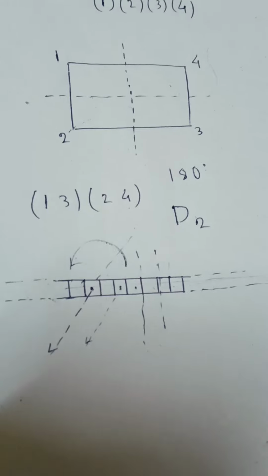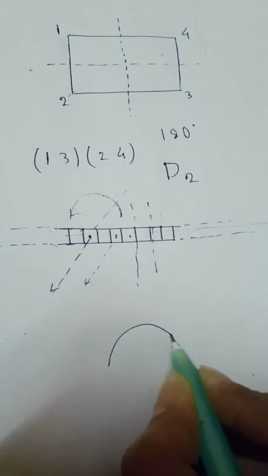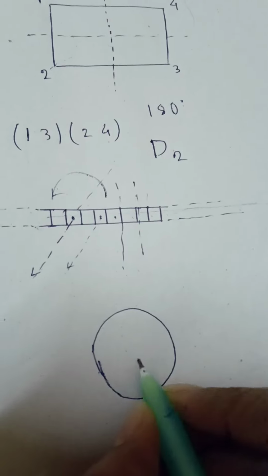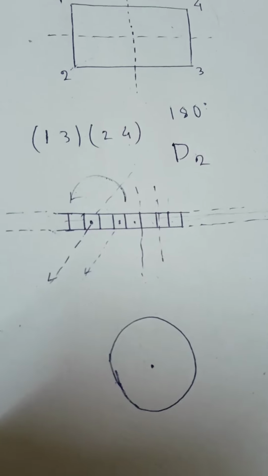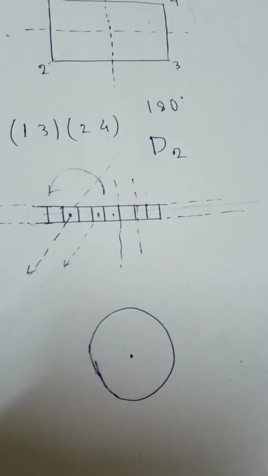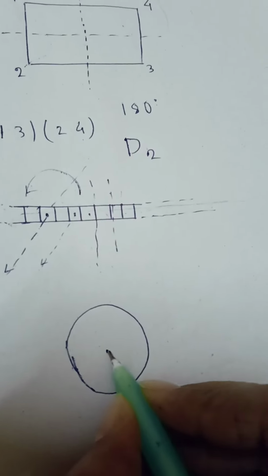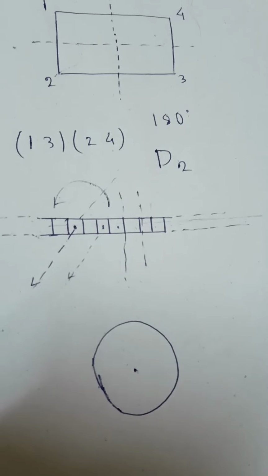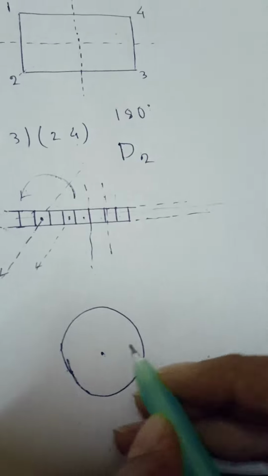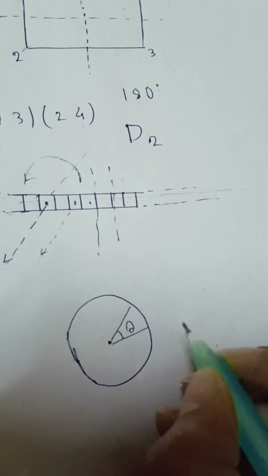Now, let us take another figure, which is a circle. What do you say about this circle? How many reflections or rotations are there? See? And also, by what angle do you have to rotate this? Let us say you rotate this by an angle theta.